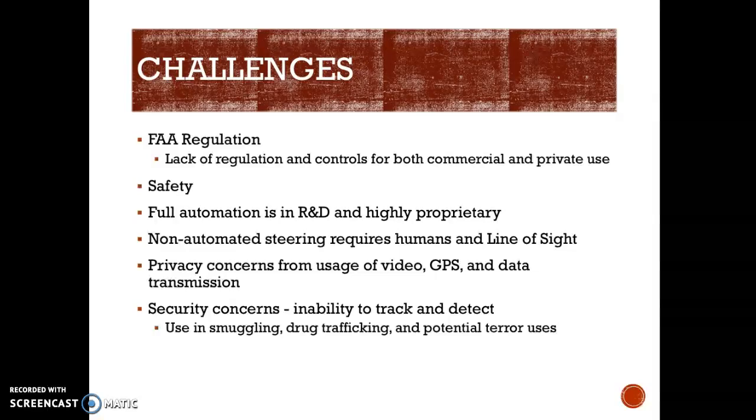Lastly, since drones cannot easily be tracked or detected, there are significant concerns about how they can be leveraged for illegal purposes such as smuggling, drug trafficking, and in terror attacks. My hope is that these problems can be solved for and that sufficient controls are put in place to allow drones to be used more widely for business.